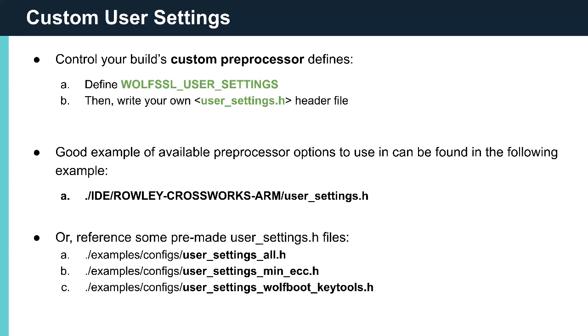We have some example user settings that you can look at as a reference. There's a good comprehensive one under the IDE Rowley CrossWorks ARM directory. And then we also have some pre-made examples under examples/configs. We have a user settings that enables all features. There's one that is a minimum build using ECC. And then there's one that we use for our wolfBoot product and building for key tools that are distributed with wolfBoot.